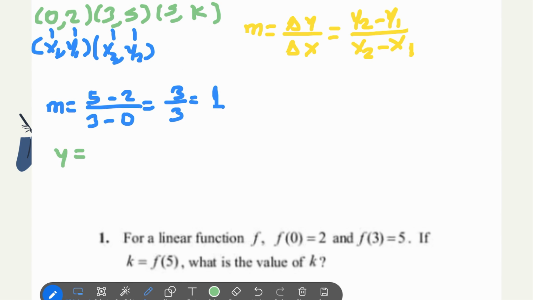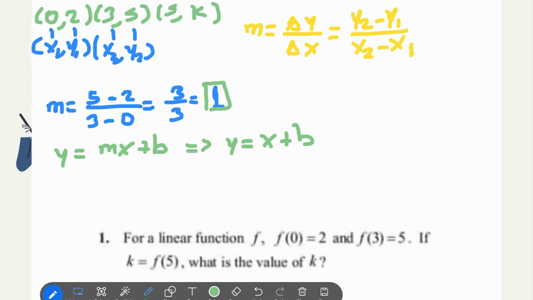y equals m times x plus b, right? We then have y equals m. We know the value of m already, that is just 1. So instead of putting m times x, we can just put x plus b, right?